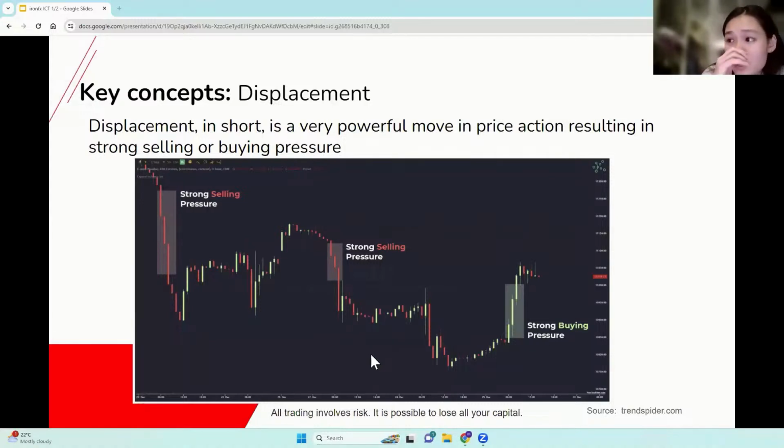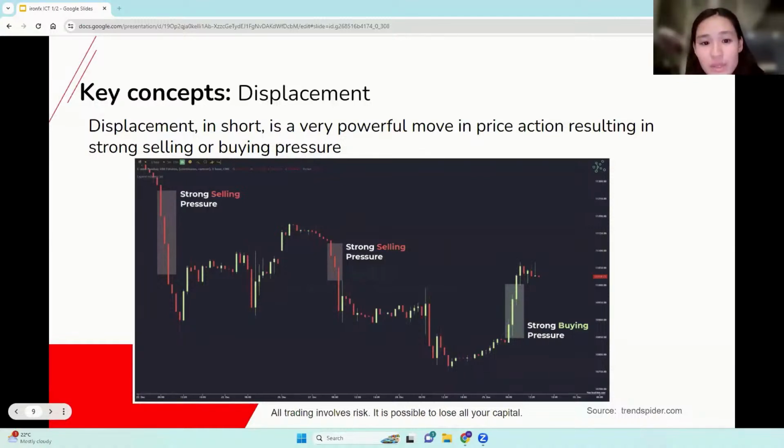If we are looking at strong buying pressure, like the one we see over here, similarly, the body of a candlestick is long, whereas the candle wicks are pretty short. A displacement will normally occur just after a liquidity level has been breached and will often result in the creation of both a fair value gap and a market structure shift. We'll get into what those mean in a little bit.